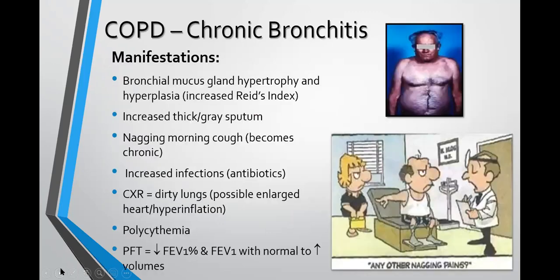How does it manifest? Bronchial mucus gland hypertrophy, right? The bronchial mucus glands get bigger, and hyperplasia, right? It's marked by thick gray sputum. Chronic bronchitis is a marked manifestation. How do I know that we got it? First of all, we said it lasts for 3 months, and you get it in consecutive years. But another thing is thick gray sputum. So if you're coughing up thick gray looking sputum, that is chronic bronchitis. It usually happens in the morning, a nagging morning cough that becomes chronic.